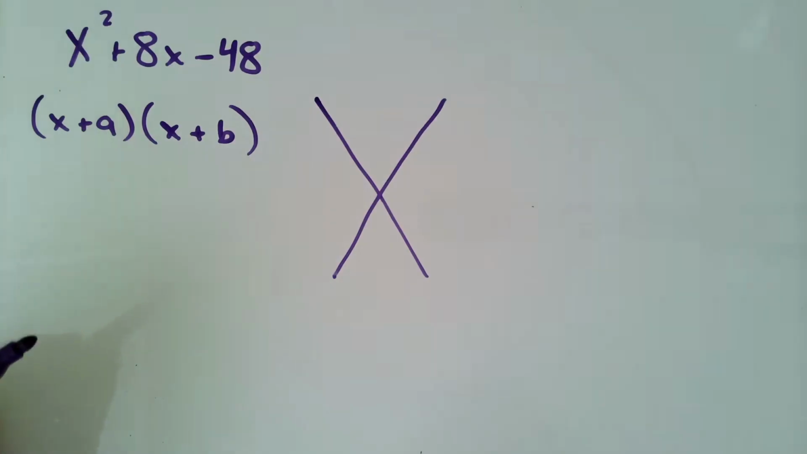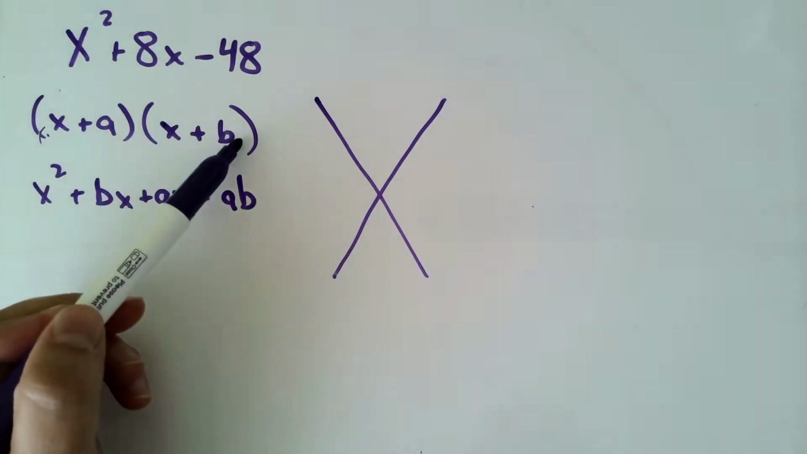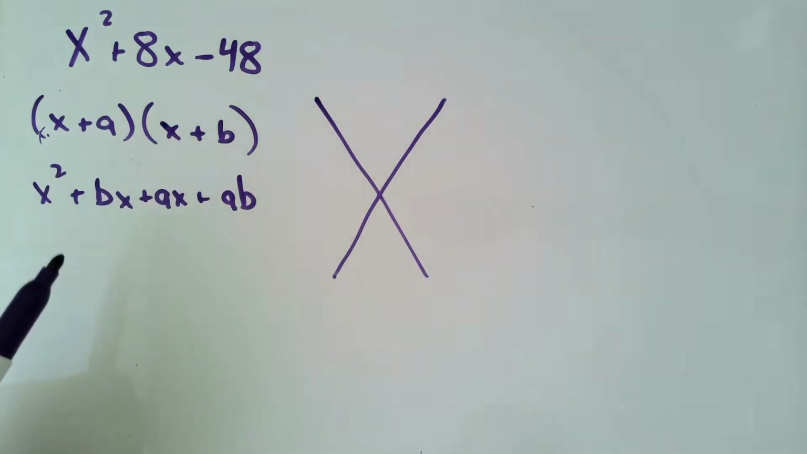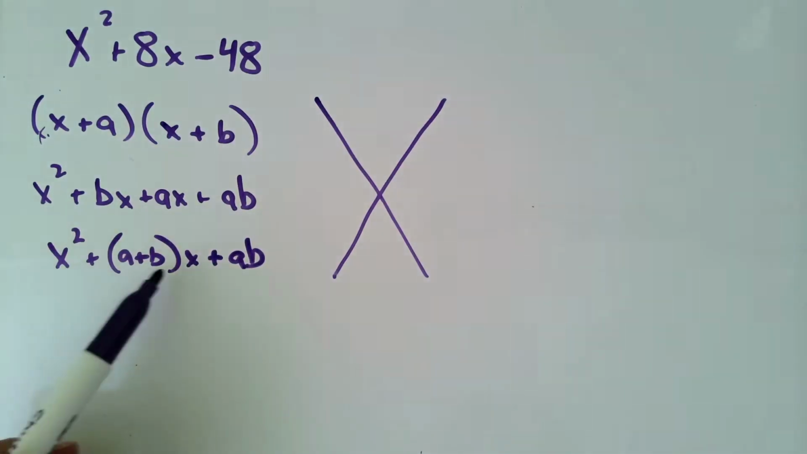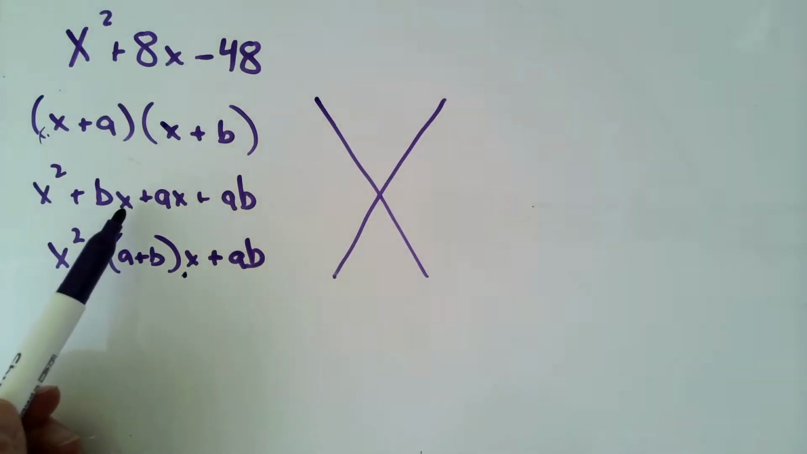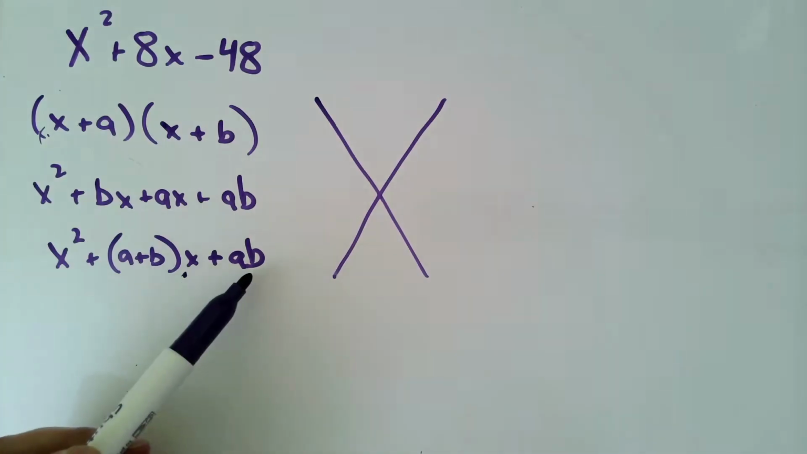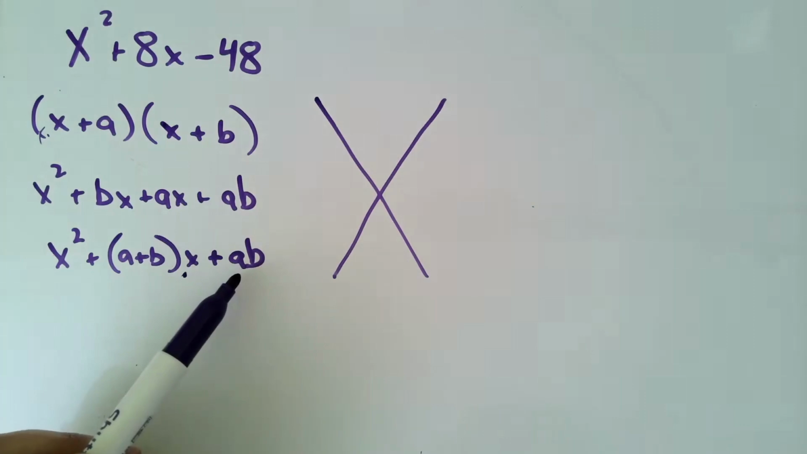And what happens when I go ahead and multiply this out is I get x squared plus bx plus ax plus ab. And when I put this whole thing together, I get my x squared term, my coefficient of my x, right? That's going to be bx plus ax, or a plus b x. And then my final term, my 48, my number term, is going to be ab.